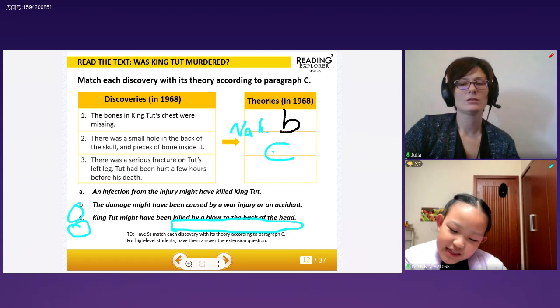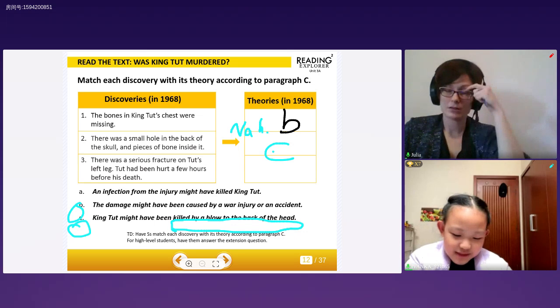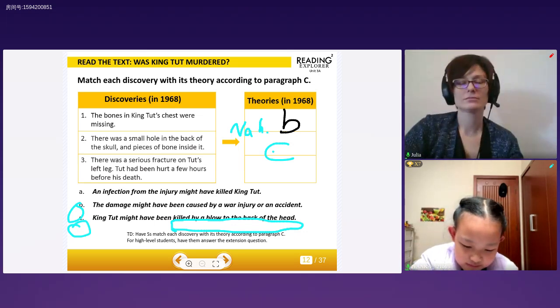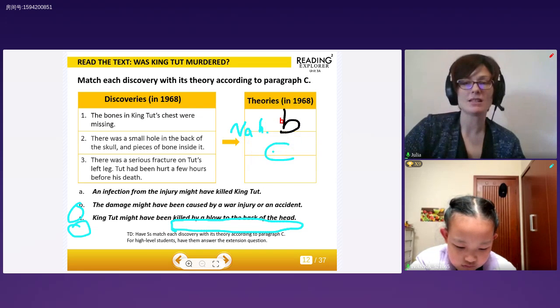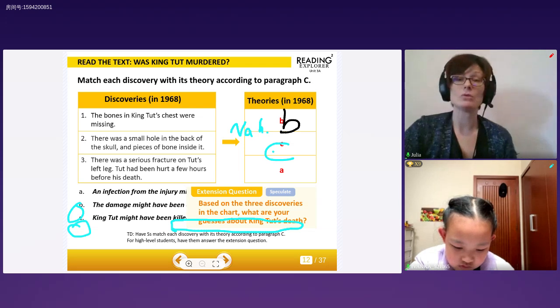After so many years, the injury was still there. So I'm pretty sure it might not be true, but it might be true. But I think it's most likely to be not true. I agree with you. I believe that this explanation is not relevant, right? At least when we know all the things that happened to King Tut.